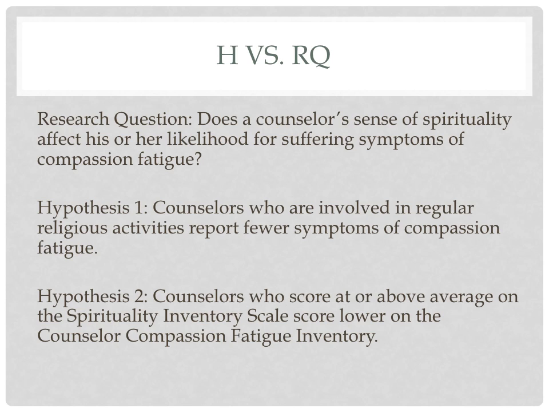Hypothesis 2 is using the measures. So they're making predictions about counselors who score higher on the spiritual inventory scales. They're predicting that these counselors would score lower on the counselor compassion fatigue inventory. Same thing, but this shows you that a hypothesis can be made in different ways, worded differently, coming from the same research question.